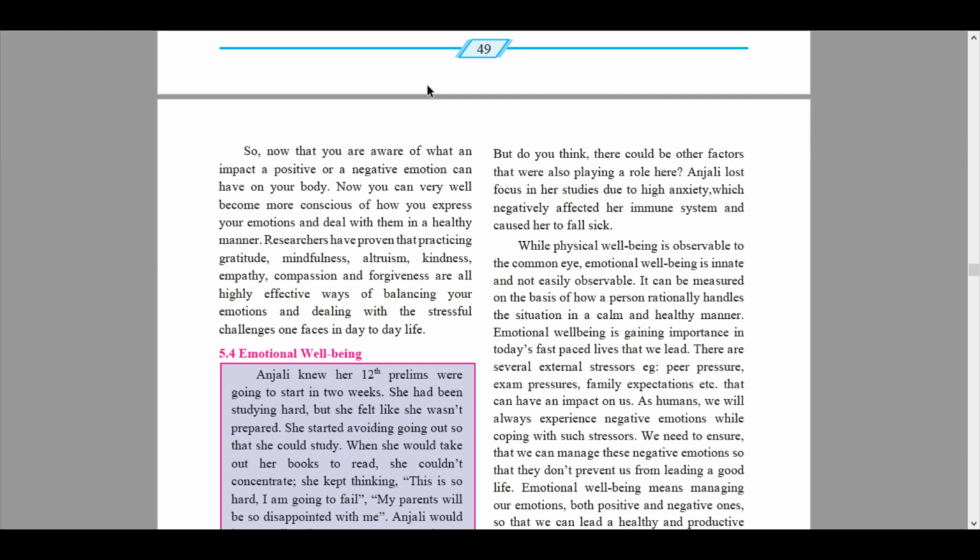So now that you are aware of what an impact a positive or a negative emotion can have on your body, you can very well become more conscious of how you express your emotions and deal with them in a healthy manner. Researchers have proven that practicing gratitude, mindfulness, altruism, kindness, empathy, compassion, and forgiveness are highly effective ways of balancing your emotions and dealing with the stressful challenges one faces in day-to-day life.